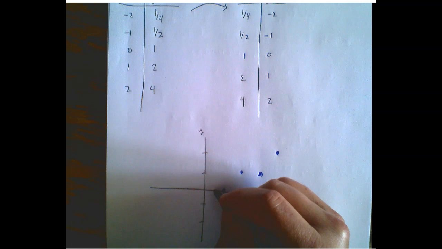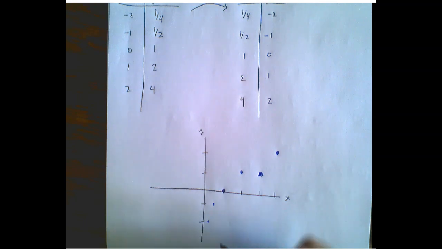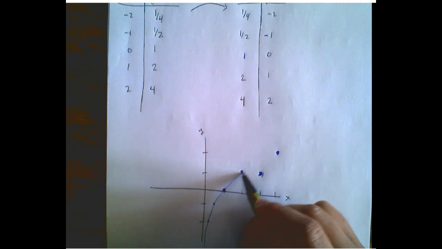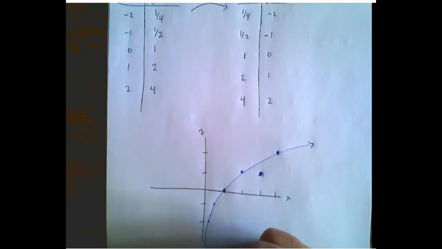1/2, which would be about here, -1. And 1/4, -2. So you can see here, our log curve looks something like this. So it just increases in this direction. Now notice that I've drawn it so that it's kind of not crossing the y-axis.